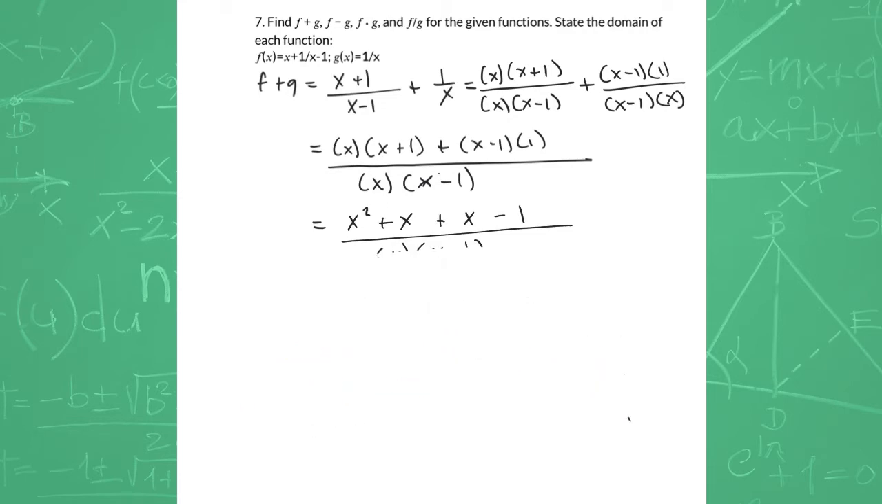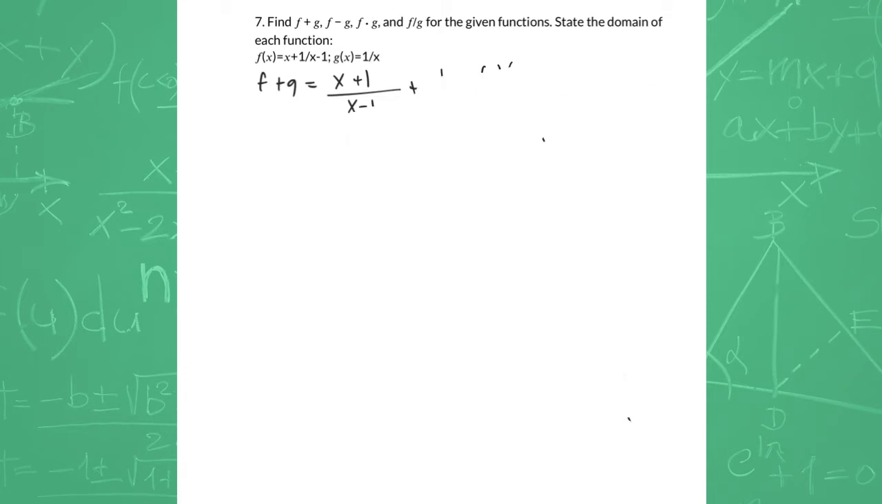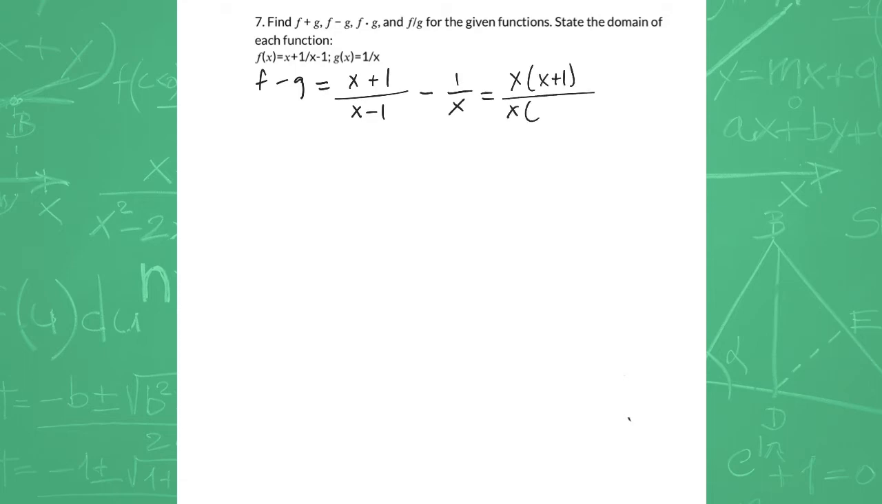Now let's move on to f times g. F minus g, I'm sorry. So for f minus g, we have x plus 1 over x minus 1 minus 1 over x. So it's the same process, but this time we're subtracting the two functions. And since they're rational functions, we have to make them have the same denominator. So we'll do it just like we did the last one.